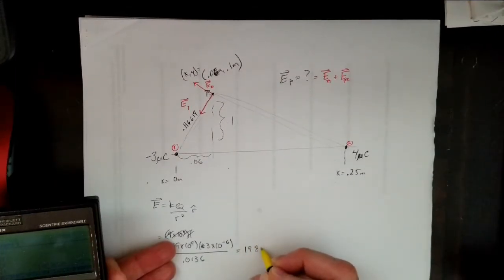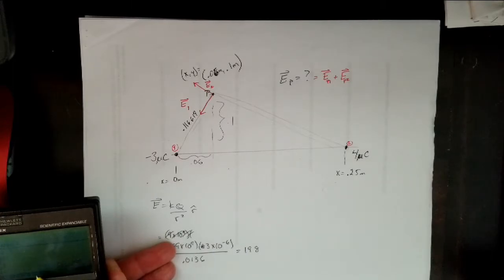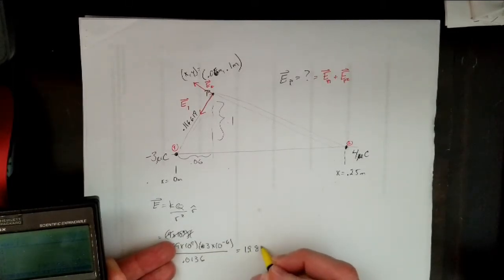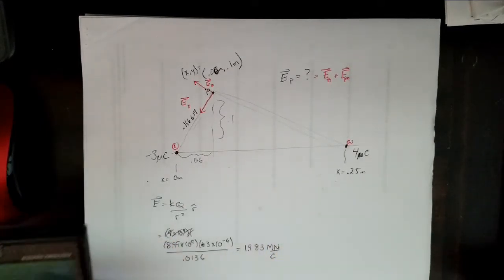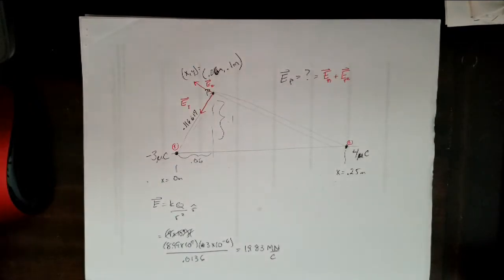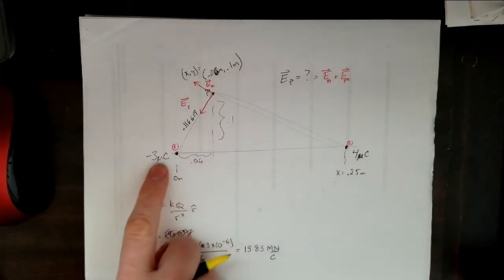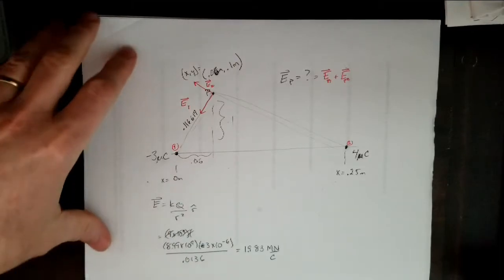That comes to 1.983 meganewtons per coulomb. That's 1,000,000 newtons per coulomb. Probably could have done better in choosing my numbers. If I had made that picocoulombs, that probably would have worked out much nicer.